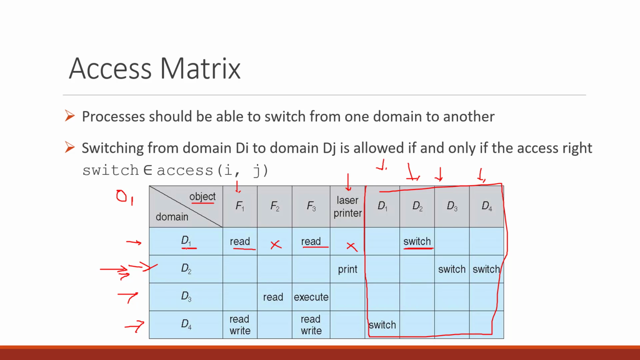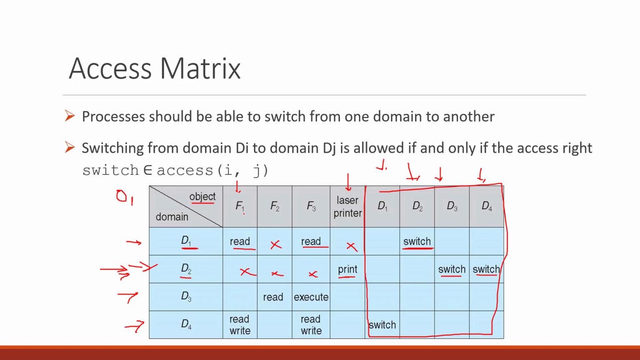So if an object is in domain 1, it can work with things in domain 2. So it can switch to domain 2. It has been given permission to switch to domain 2 as well, right? Now if an object is in domain 2 and it has no access to files but has access to the printer, it can switch to domain 3 and domain 4.